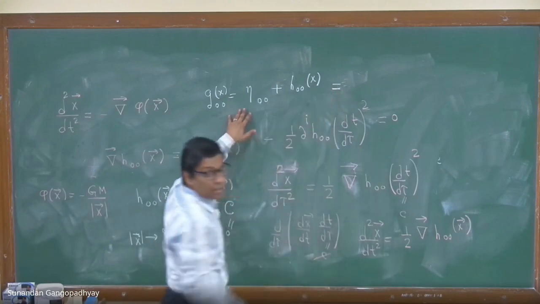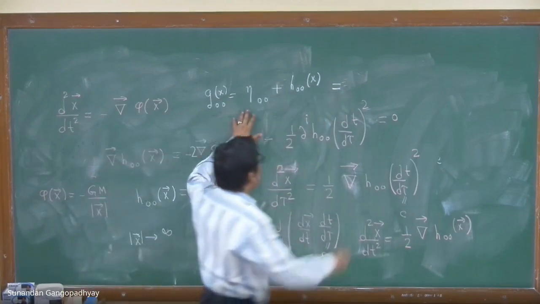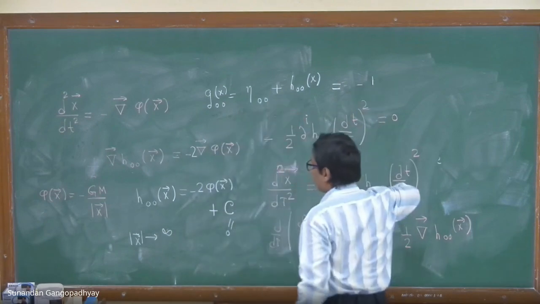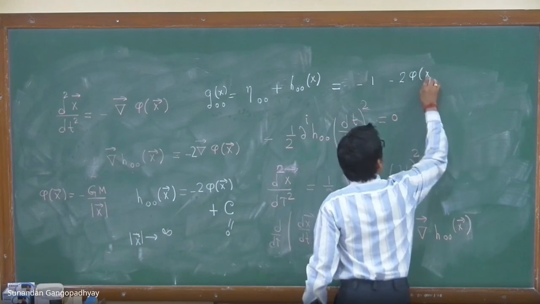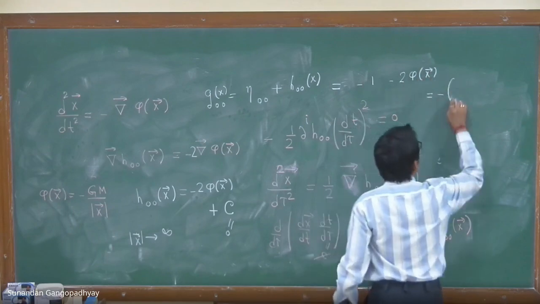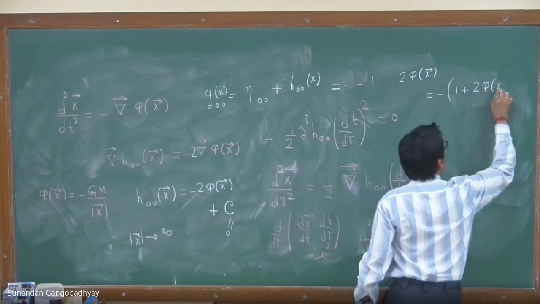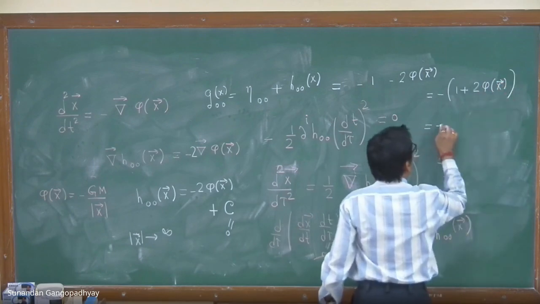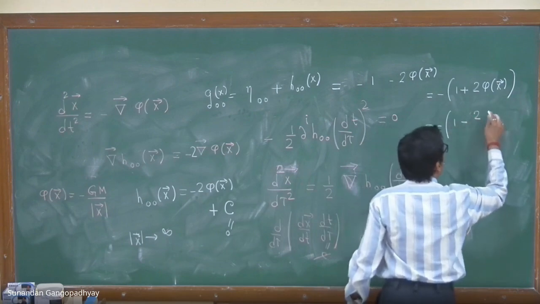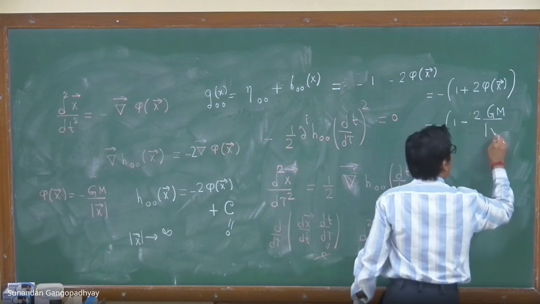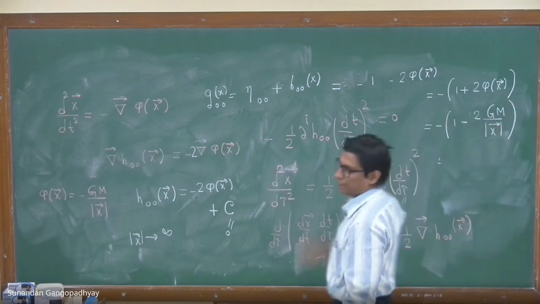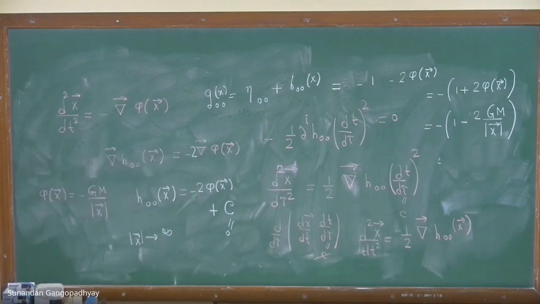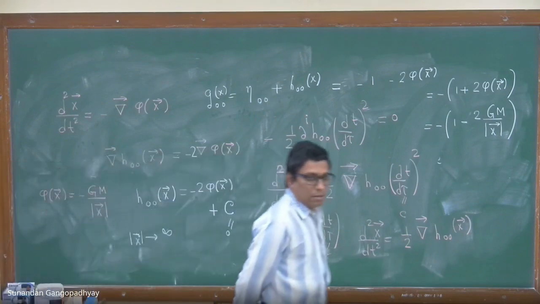And therefore, we are working with the mostly positive signature, right? So eta 00 is minus 1, and h00 is minus 2 phi of x. So g00 is equal to minus 1 minus 2 phi of x, and that is equal to minus 1 minus 2 g m by r. Is this fine?